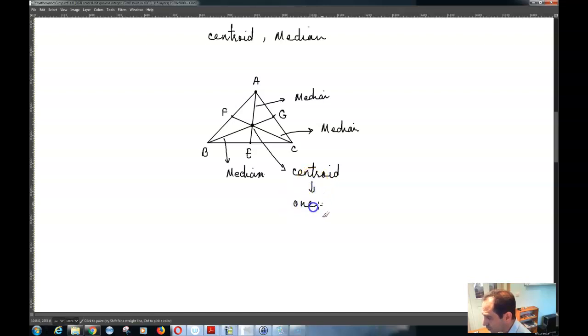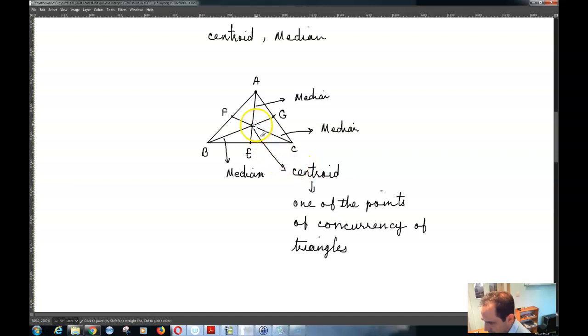This centroid is called one of the points of concurrency of triangles. There are different types of points, and all together they're called the points of concurrency of a triangle. For example, you draw the medians of a triangle, and there is this point where all the medians meet at one point. That point is called the centroid. And since all of these lines have intersected at one point, this is one point of concurrency of the triangle.